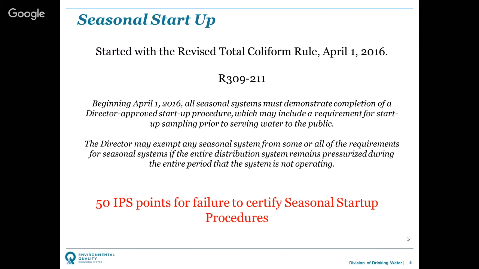A seasonal water system that fails to do the startup procedures gets 50 IPS points, which is really bad. So check your IPS report and make sure you don't have that violation on there. And if you do, let's try to clear it up as soon as we can. The reason we're talking about this now is that a lot of water systems are getting ready to start up. It's the start of the spring and summer season, so a lot of water systems need to pay attention to this requirement and make sure you do it properly.